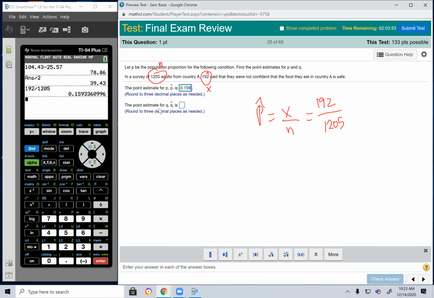Does anyone know what the estimate for Q would be, which is probability of failure, not success? 1 minus. Exactly, 1 minus. But you compute the answer, guys. Don't leave it like that. The system will mark it wrong. But I'm just showing you it's 1 minus 0.159.